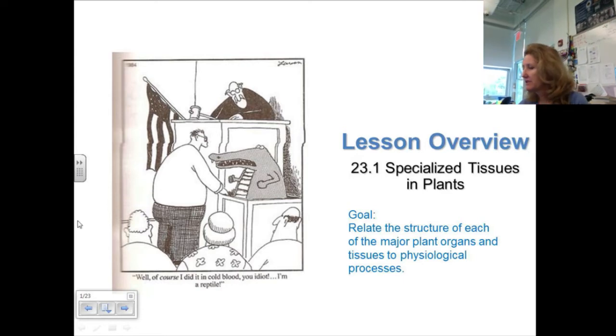All right, let me get rid of this first. Enjoy the Gary Larson Far Side there.